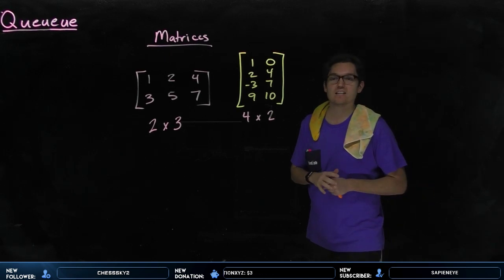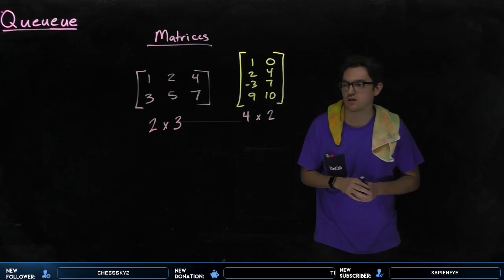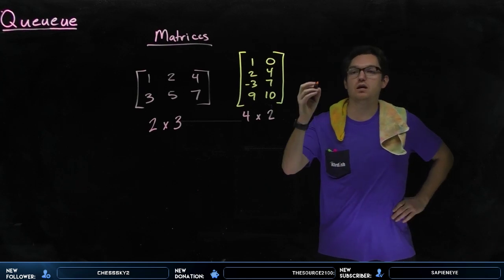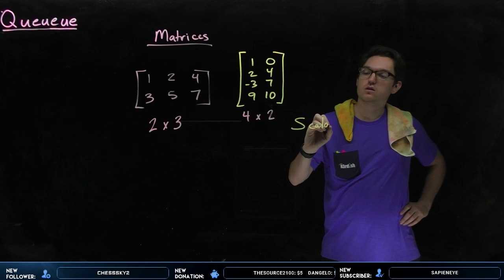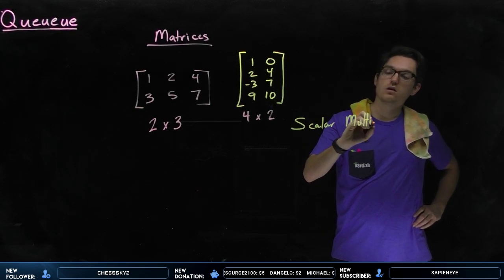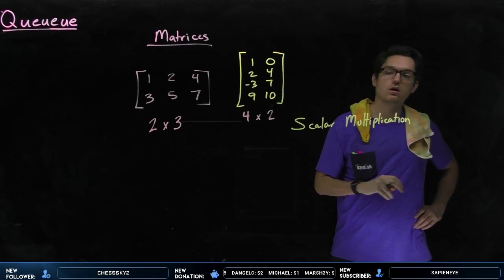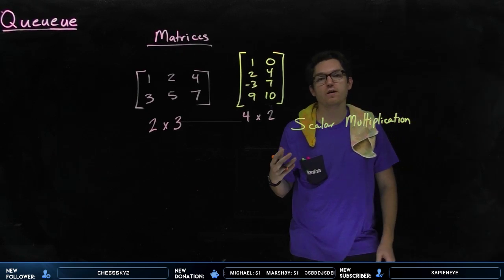This is great. The next thing, matrix operations. There's a bunch of things you can do with matrices. First thing, and perhaps the easiest, is called scalar multiplication. So I'm going to put that right here. Multiplication by a scalar. And a scalar is a number. It's just a number, nice little number, that you multiply every value in the matrix by.